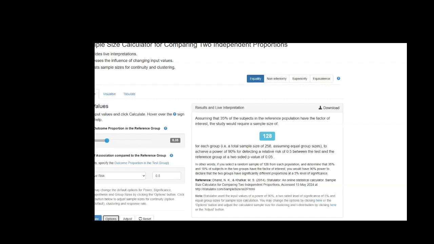Okay, fine. Now we find out from the odds ratio. The same Statulator we are using here. In Statulator, we go to the sample size and compare two independent proportions, like yesterday we did. Now, what is the input we have to give? Expected outcome proportion in the reference group. So for the reference group, suppose I am giving 40%.